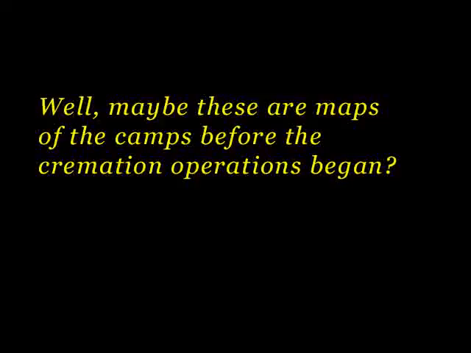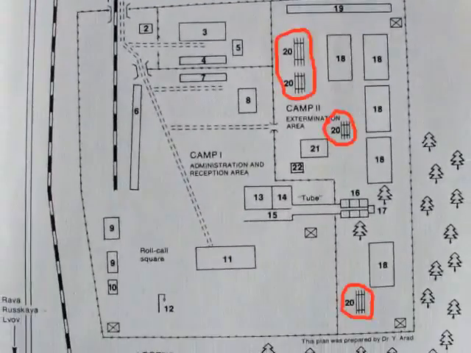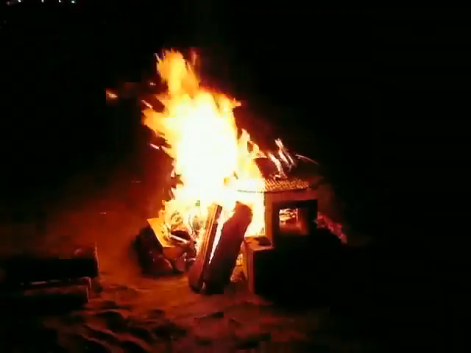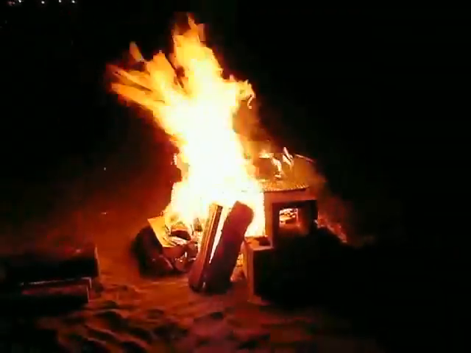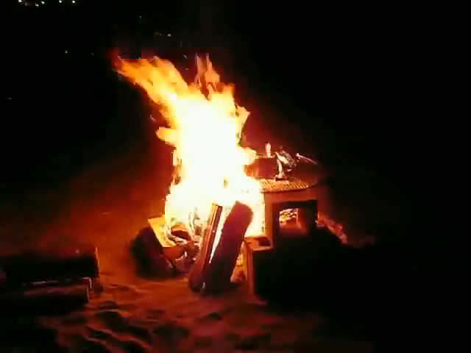Well, maybe these are maps of the camps before the cremation operations began. Except all the maps include grills. We continue cremating the leg of lamb, and we're doing this to get an insight into cremating people. This will be repulsive to some, but sometimes you have to look at things that are unsettling in order to quit believing a lie.